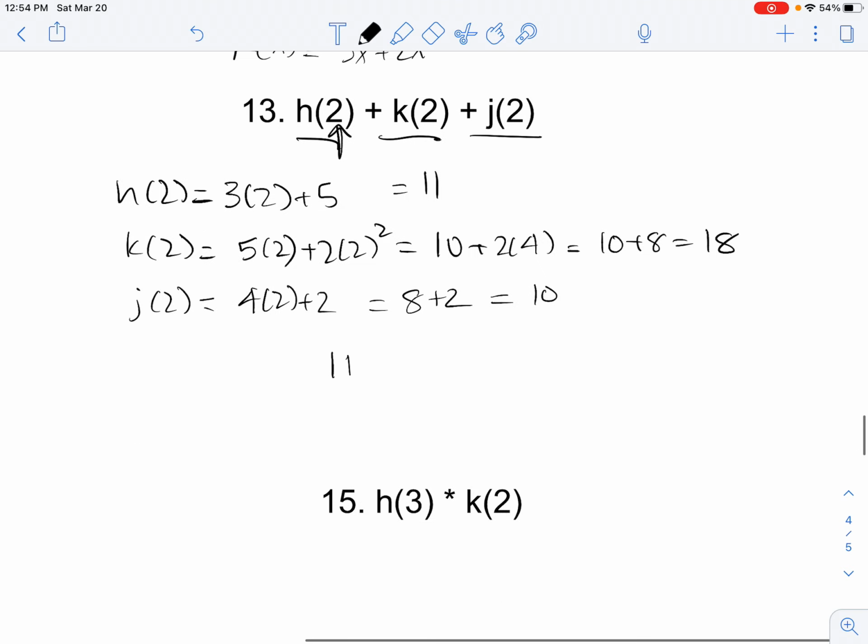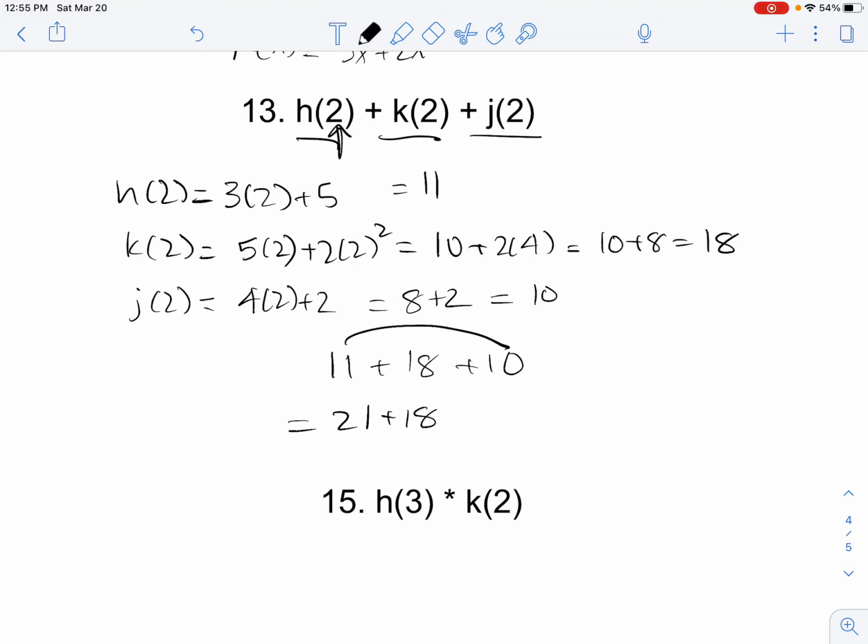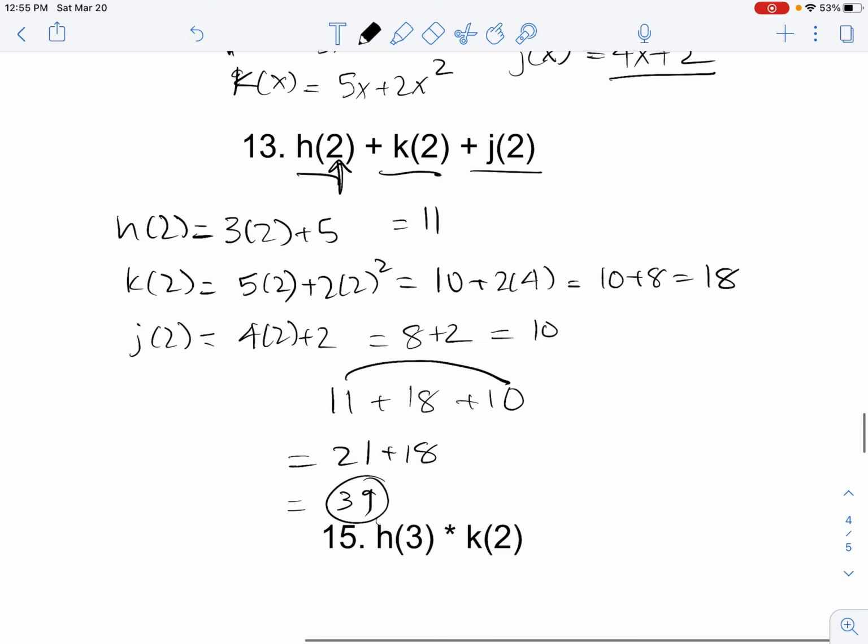Now you have 11 plus 18 plus 10. If you add these two together, my mistake, you get 21, since when you add these two together, you just get 21. Then 21 plus 18 will give you a total of 39. So what does this mean? h of 2 plus k of 2 plus j of 2 is equal to 39.